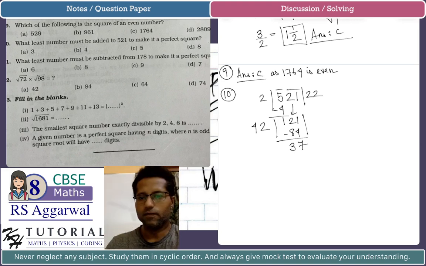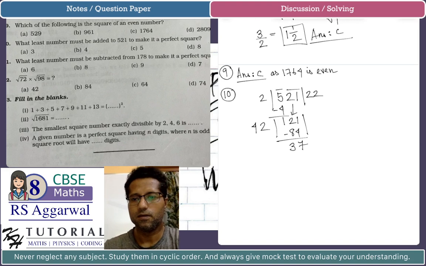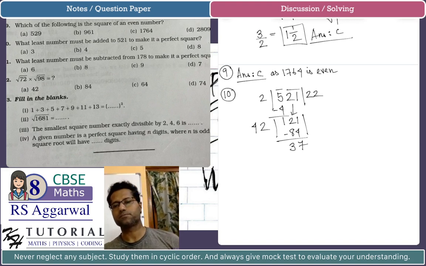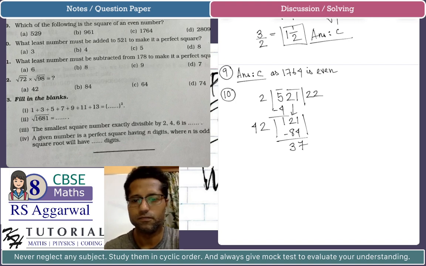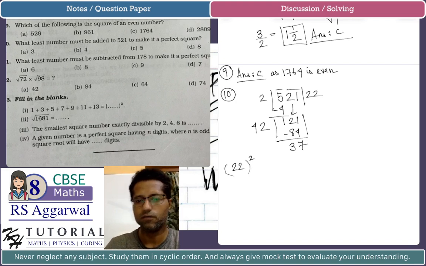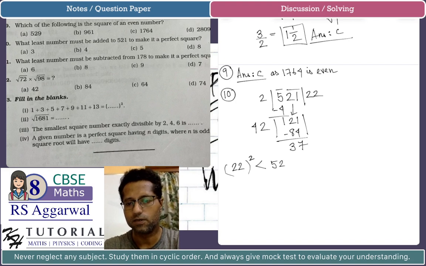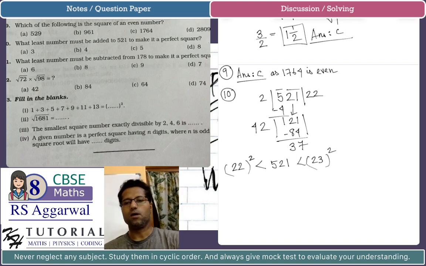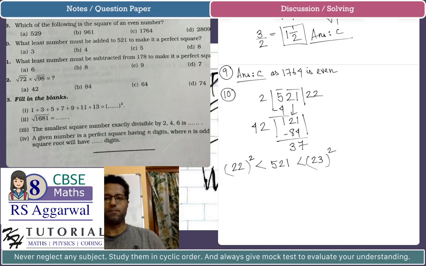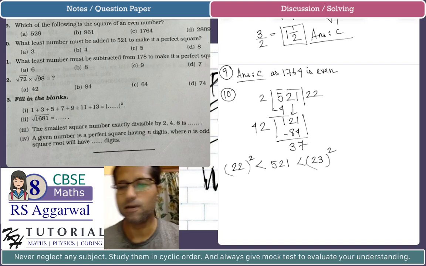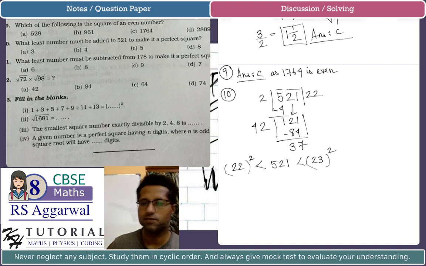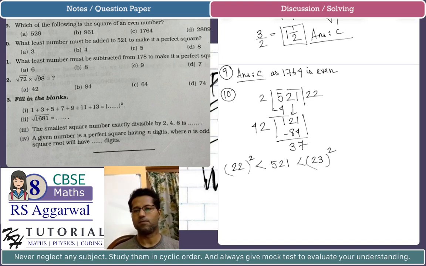Okay. So we know that when we do a long division in finding the square root of a number, if there is a remainder, the given number whose square root we are finding will lie between the square of the quotient, 22 square, and the square of the quotient plus 1, that is 23 square. So the question is asking what least number must be added. So something must be added to 521.